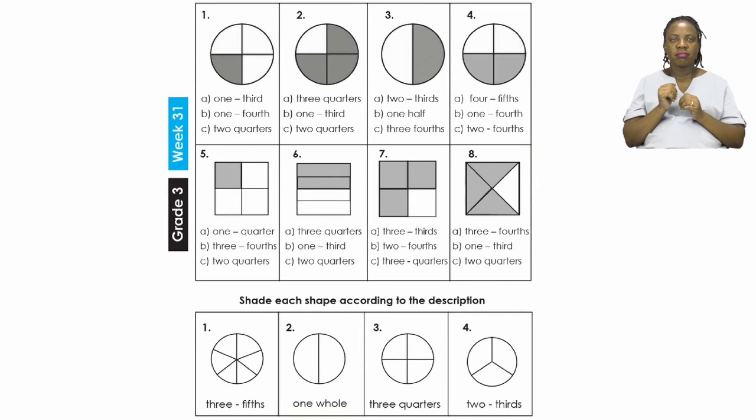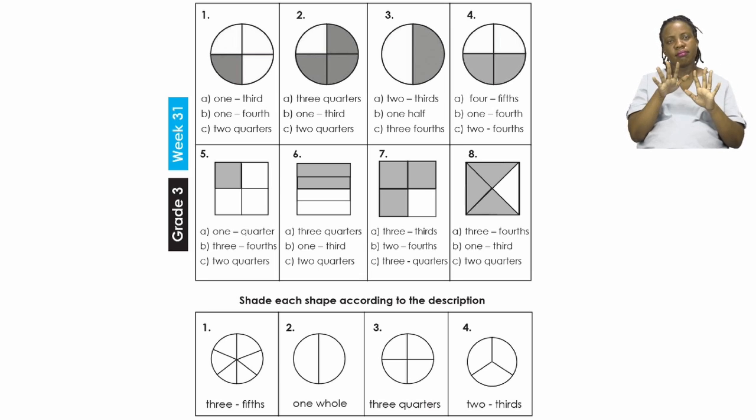In the second part, it says you have to shade each shape according to the description. There at the bottom, you will see 4 circles, all with different parts. You have to look at the description at the bottom, and then shade each shape according to that description. The descriptions are 3/5, 1/2, 3/4, and 2/3. For number 1, remember 3/5. For number 2, 1/2, 3, 3/4, and 4, 2/3. Remember, you have to shade each shape according to that description.